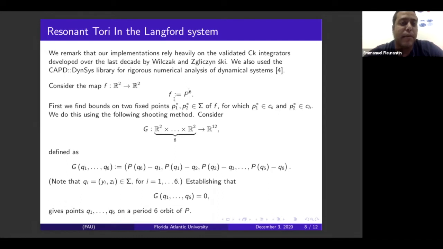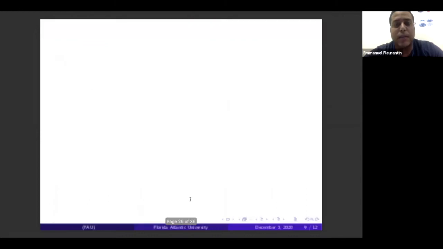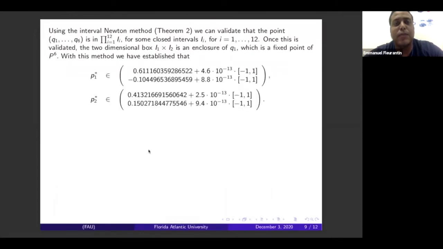First, we have P1 star, which is our stable fixed point, and P2 star, which is hyperbolic. P1 star is of course a stable cycle, and P2 star is a hyperbolic cycle. And then we define G in this manner, such that G(Q1, ..., Q6) is equal to 0. And then we use the interval Newton method to validate that P1 star is in this enclosure and P2 star is in this enclosure.